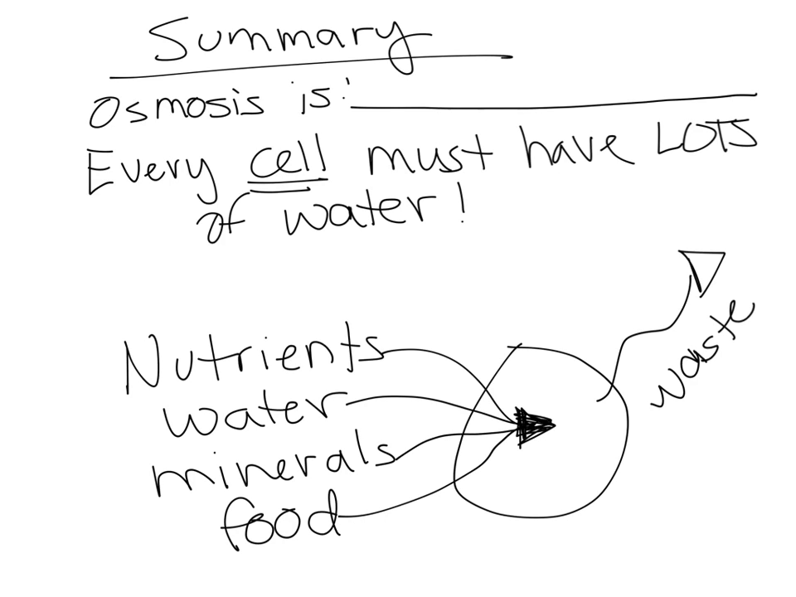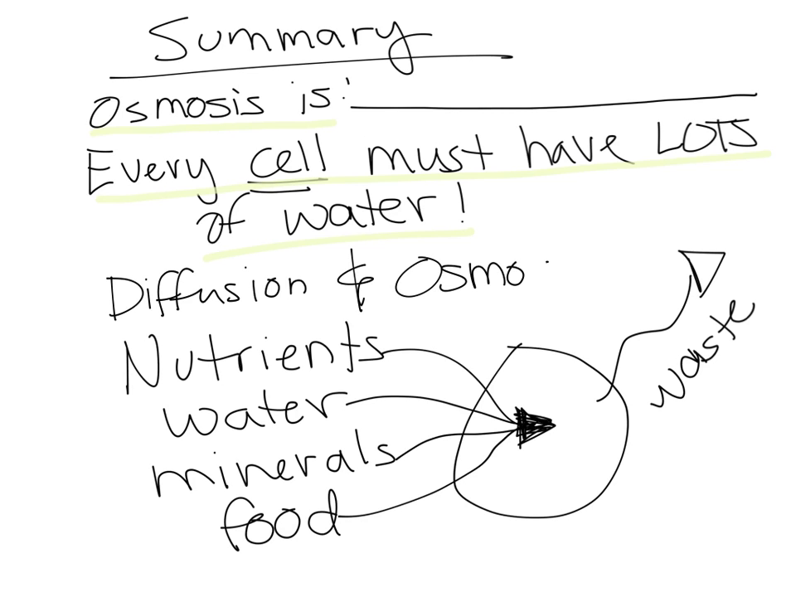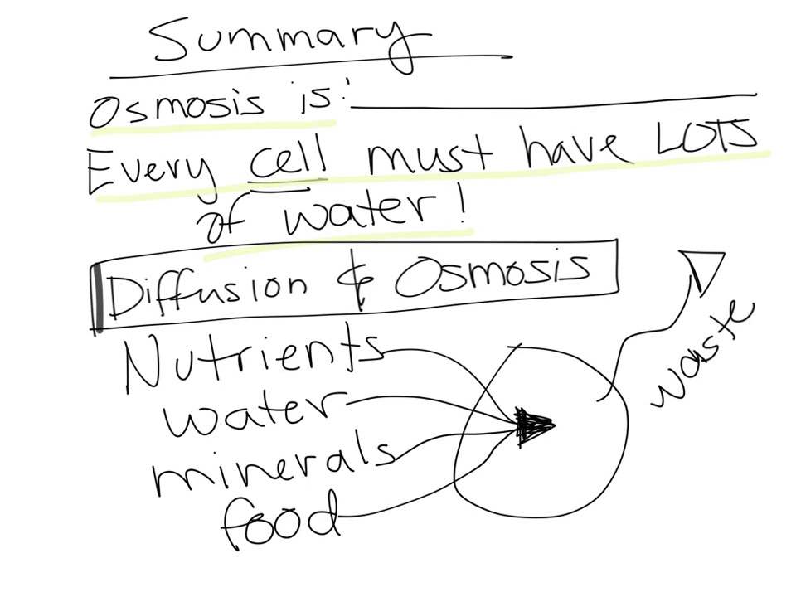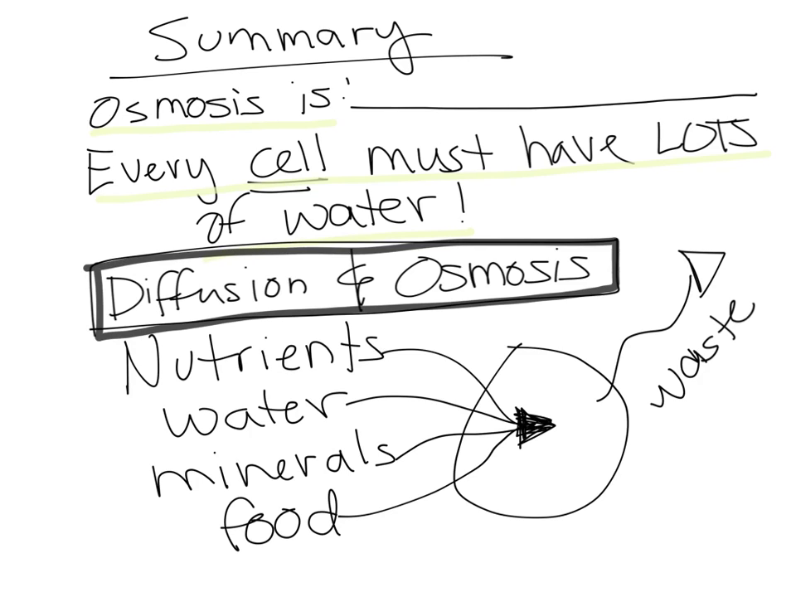The big idea that you should walk away with from these notes is the definition of osmosis, that every cell must have lots of water, and the reason that we have both diffusion and osmosis is so that our body, every single cell, can get nutrients, water, minerals, and food in, and equally as important, get all of the waste out.